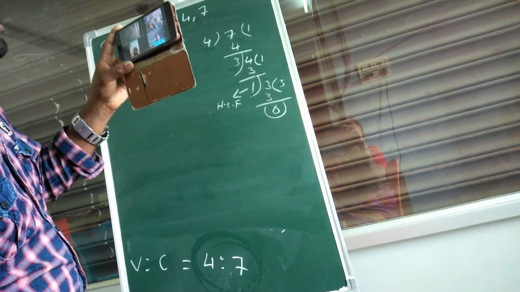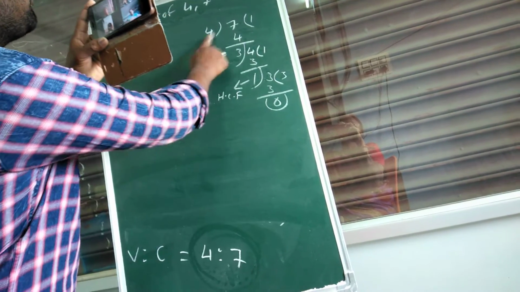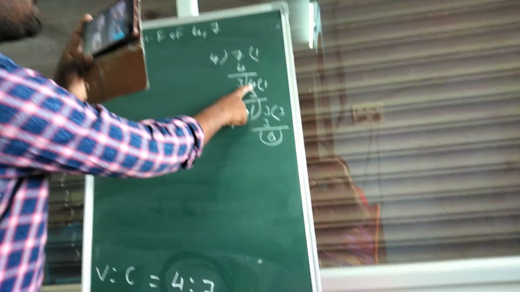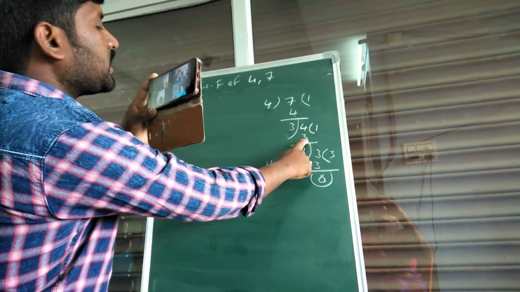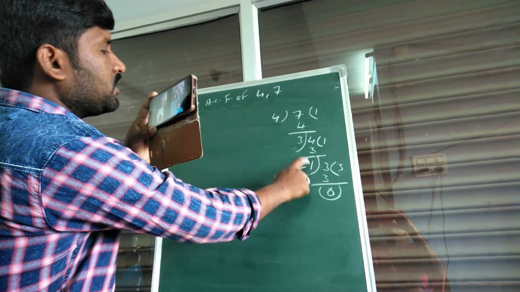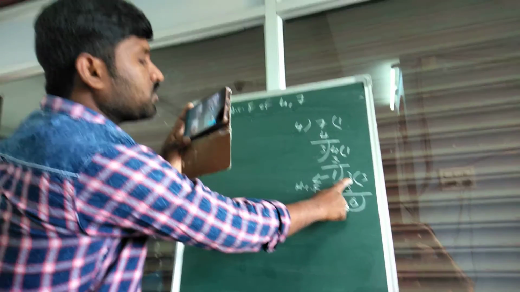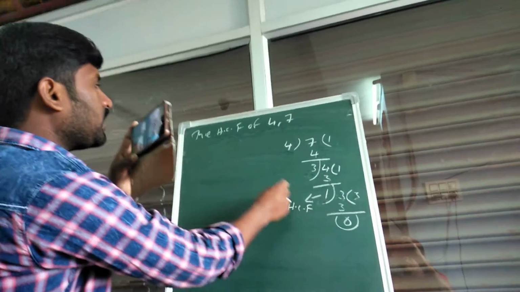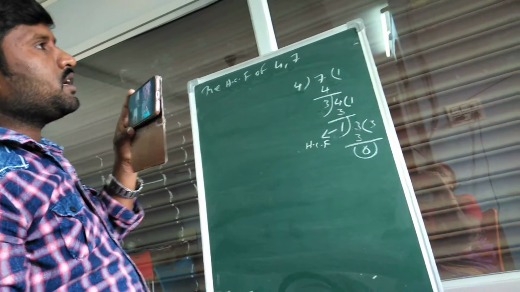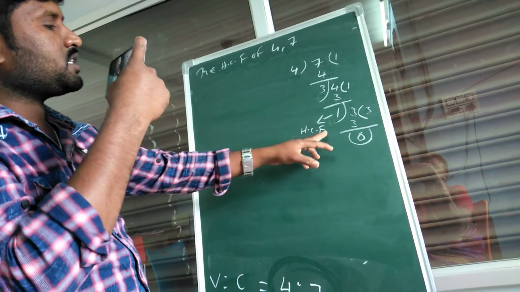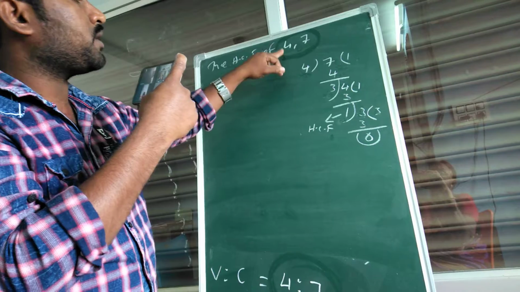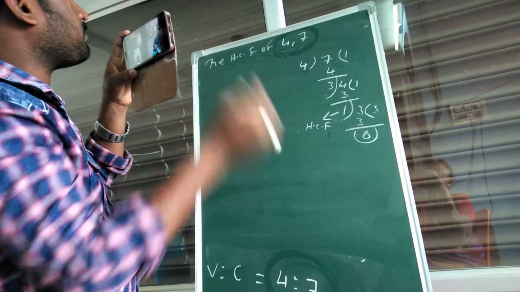1. Okay students? 4 ones are 4. 7 minus 4 is 3. This 4 becomes the dividend. 3 ones are 3. 4 minus 3 is 1. Here this 3 becomes the dividend. 1 3s are 3. So here the last divisor is 1. The numbers having their highest common factor as 1 are called co-prime numbers. So these 2 numbers are co-prime numbers.